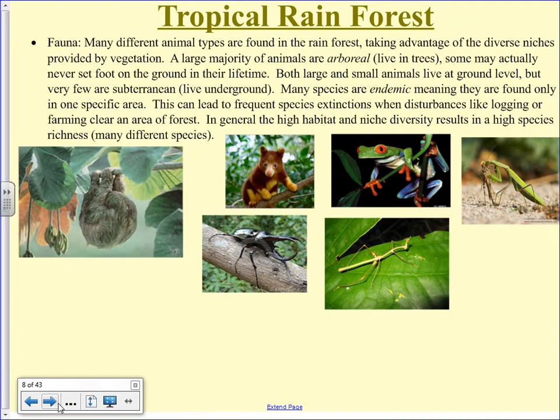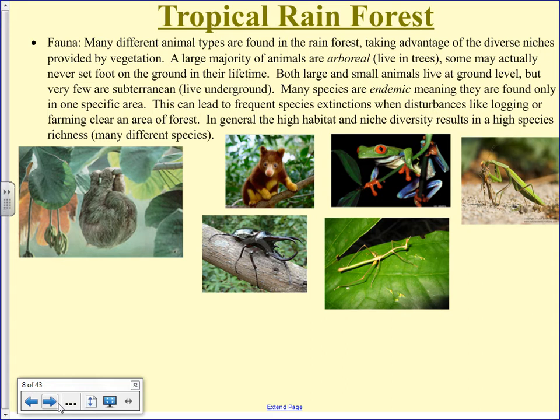All right. Animals. Notice here that there are no really big animals. The idea that the lion is the king of the jungle is a fallacy. Lions don't live in the jungle. They live in the savanna. In the tropical rainforest, there just aren't big predator animals.